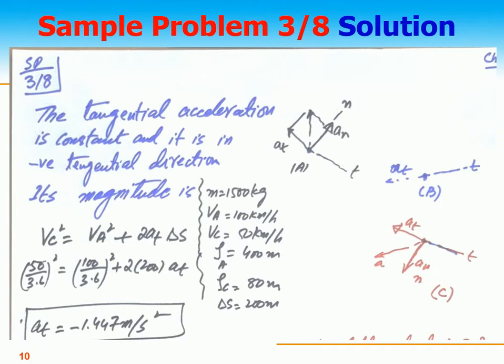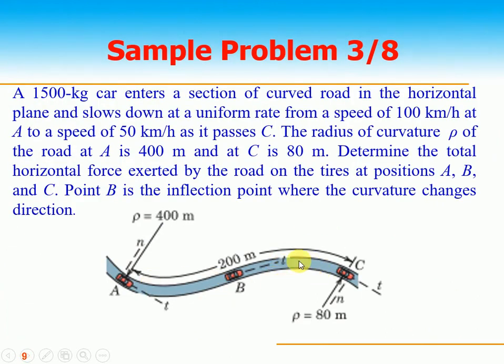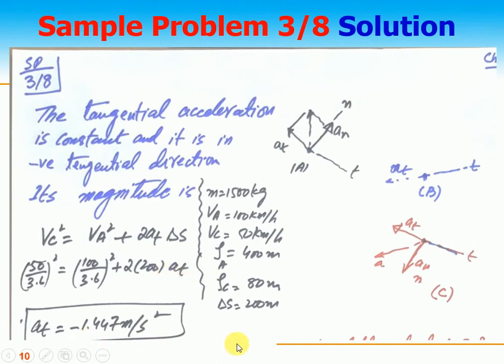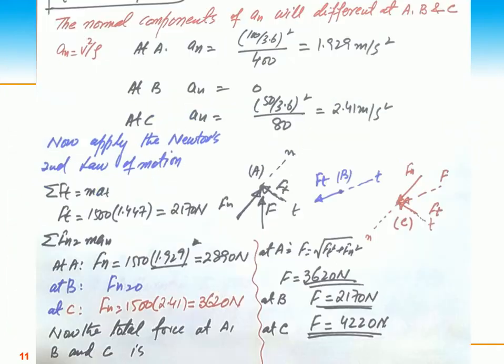We know VC: 2AS is equal to VF square minus VA square. So 2AS is equal to VC square minus VA square. VC is known, VA is known. 3.6 I have divided to convert kilometer per hour into meter per second. The total distance traveled is 200 meter, which is mentioned here. I can find the tangential acceleration as minus 1.447 meter per second square, as you know the velocity is decreasing from 100 kilometer per hour to 50 kilometer per hour.